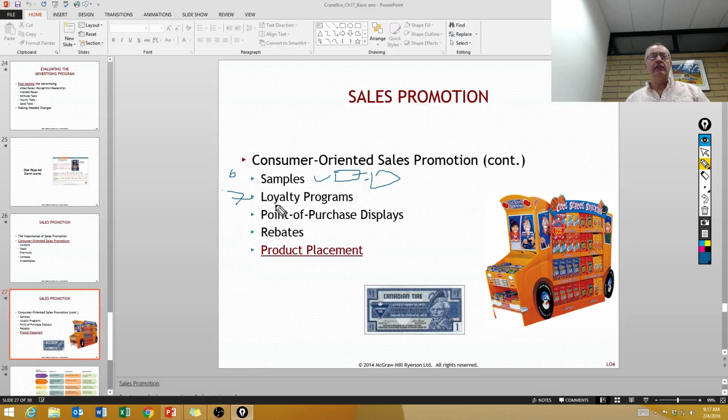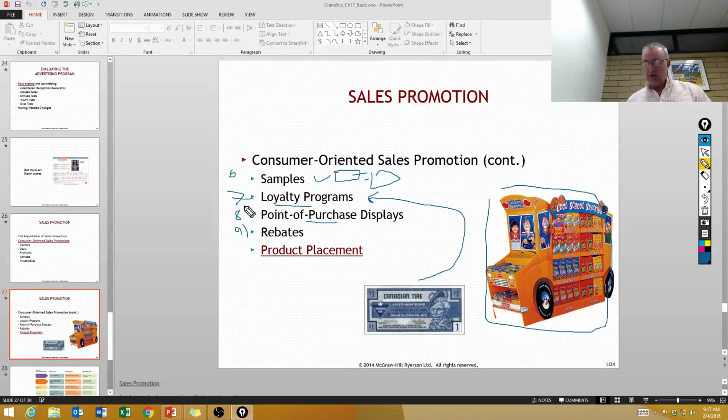Okay, so we have these loyalty programs. The marketer is trying to encourage repeated use, and there's no end to these things. You get your Air Miles, you get your points cards at the various food stores, and Canadian Tire money is also regarded as a loyalty program. Then we have point-of-purchase displays. We've seen them in the stores. They have some new product, and so they have some special display calling attention to it. Rebates: buy something, send in your proof of purchase, and you get some money back.